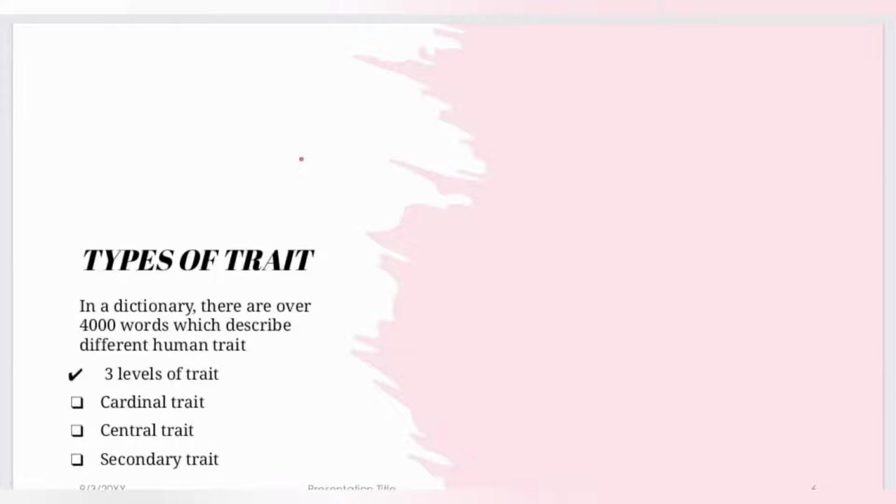Now, what are the types of traits identified? For his study, Allport went through an English dictionary and realized that there are over 4,000 words which describe different human traits, and then he categorized these into three levels, three types of traits, which are cardinal traits at the highest level, central traits, and then secondary traits at the lowest level. Now let's look at each trait type in detail.